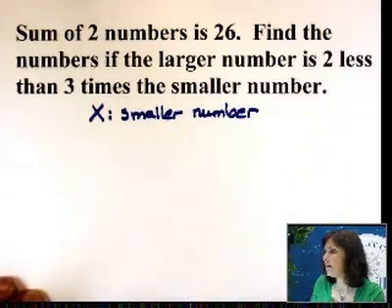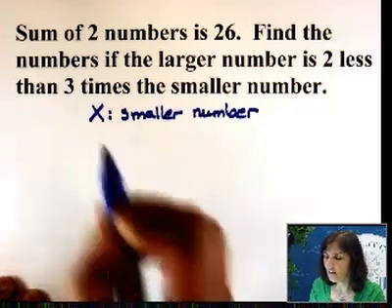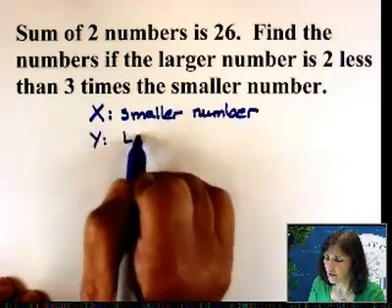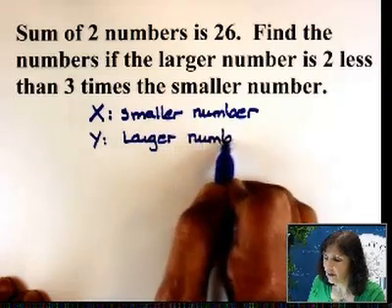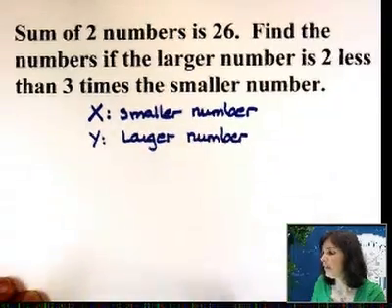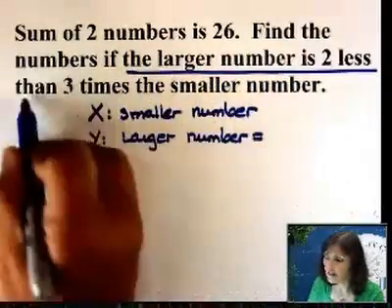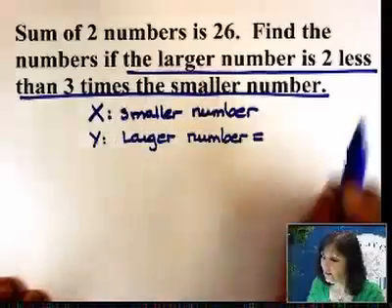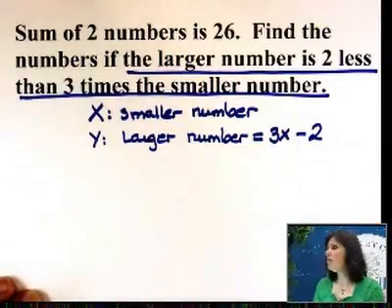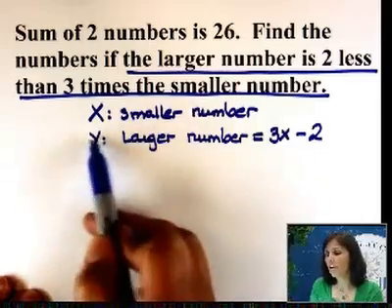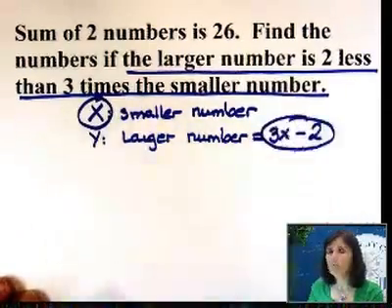These are the steps. And then put another letter. Y is the larger number. But they tell me what that larger number is. That larger number is 2 less than 3 times the smaller number. Do you see it? So I only have one letter going. So I can put x for the smaller number and 3x minus 2 for the bigger number.